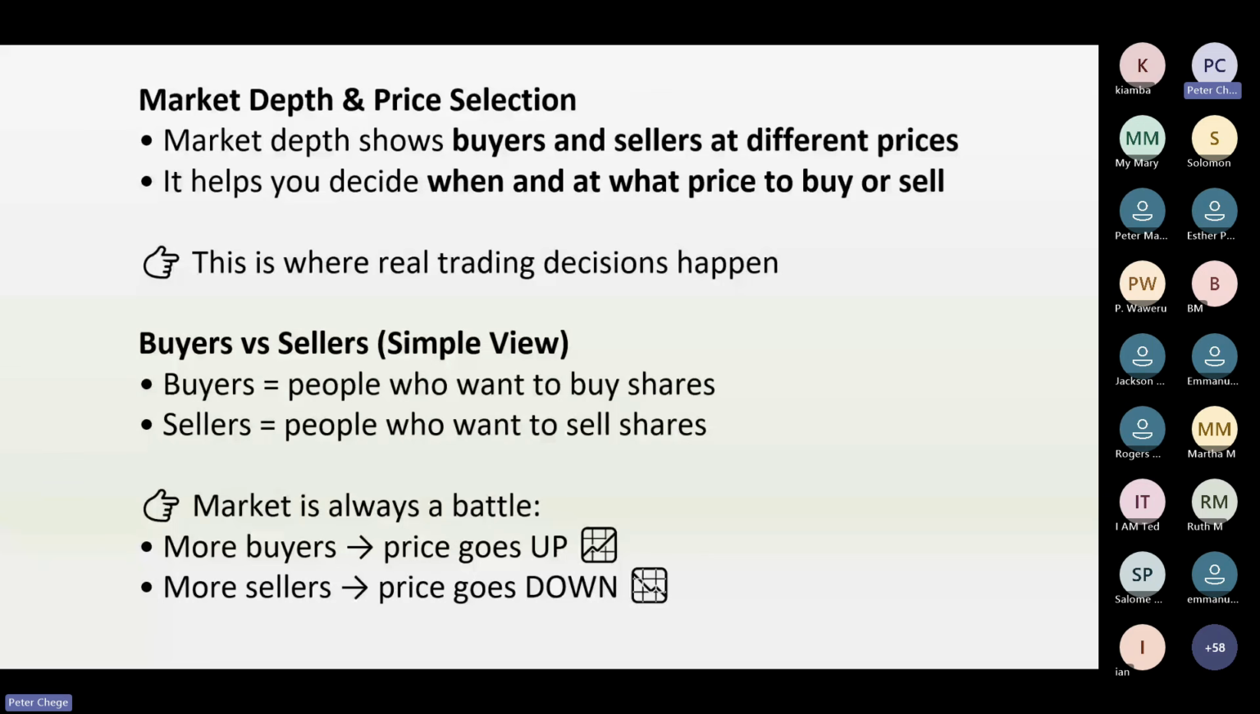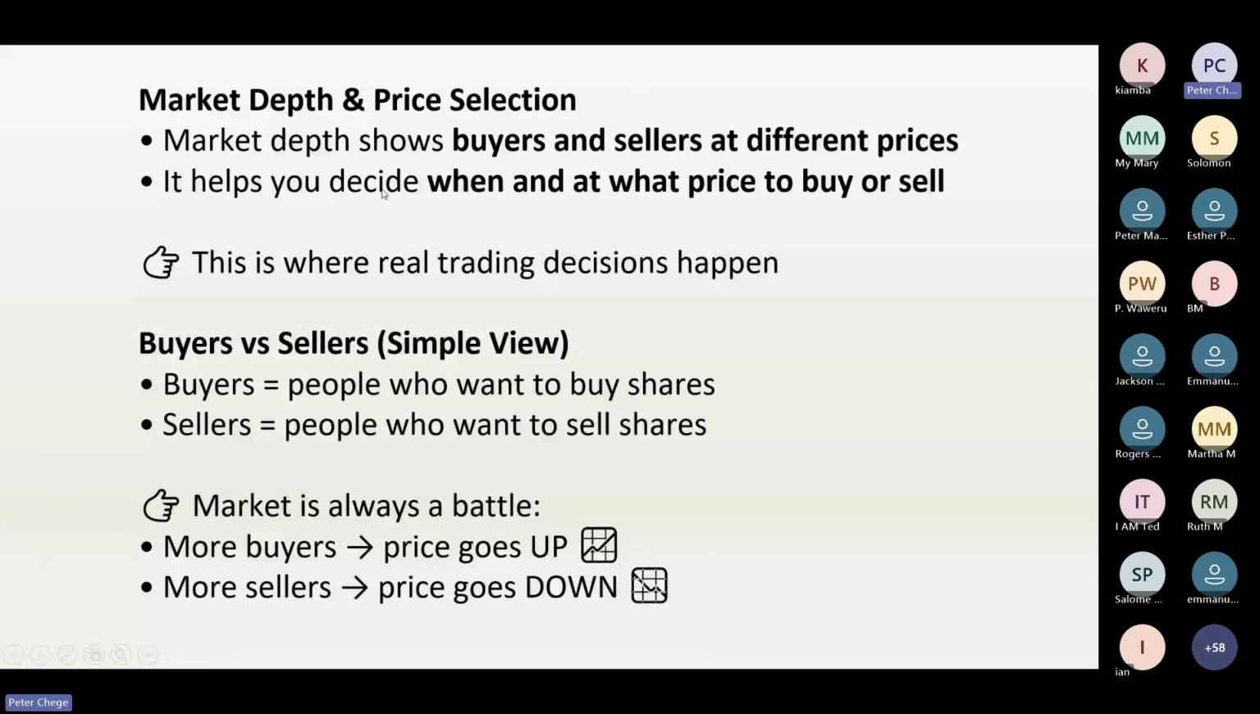I'll show you how you can get it on the app and also on the online portal. So it has buyers on one side, the people who are buying, and sellers on the other side, the people who are selling. And remember, in the market at NSE, it is usually a battle. If you have more buyers than sellers, price will go up. More sellers than buyers, price will go down. But this also depends on the quantities that are in the market.